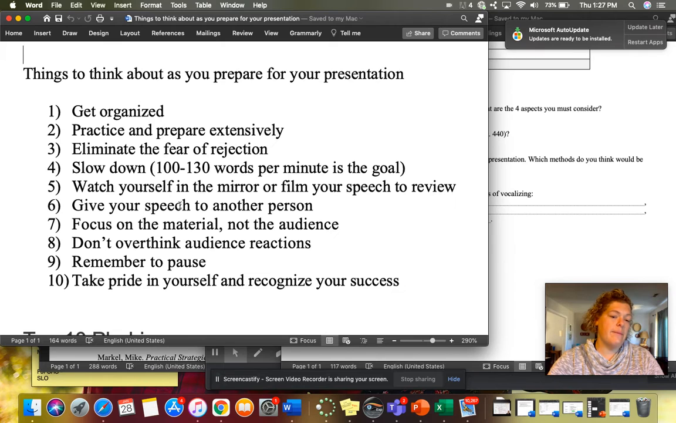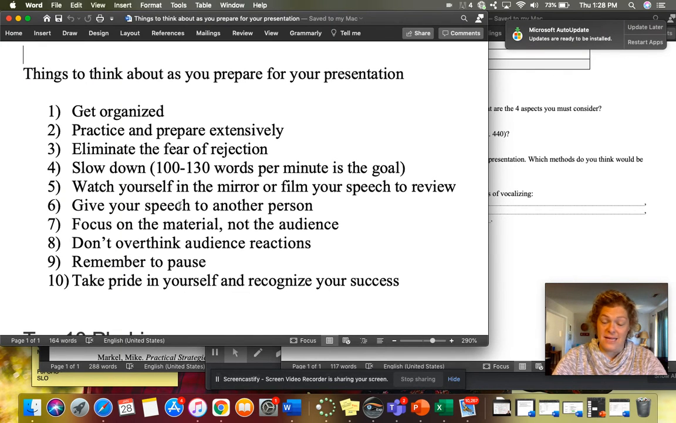These are some things I think about when I am getting ready to give a presentation. If I have to get up to speak at a conference, I kind of work through these strategies. The most important thing you can do is to get organized. A disorganized, poorly written presentation is never going to go well. Okay. It has to be thoughtful.